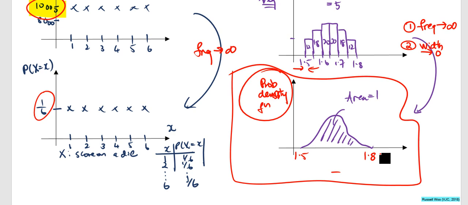Can we look back here at a discrete random variable? If I want to find probability X less than or equal to 4, how do we find it? We take 1 over 6 plus 1 over 6 plus 1 over 6 plus 1 over 6, we get 4 over 6, right? If I want to find the probability that the height of a randomly chosen student is less than 1.7, what do we do? We take the area under the curve up to 1.7.